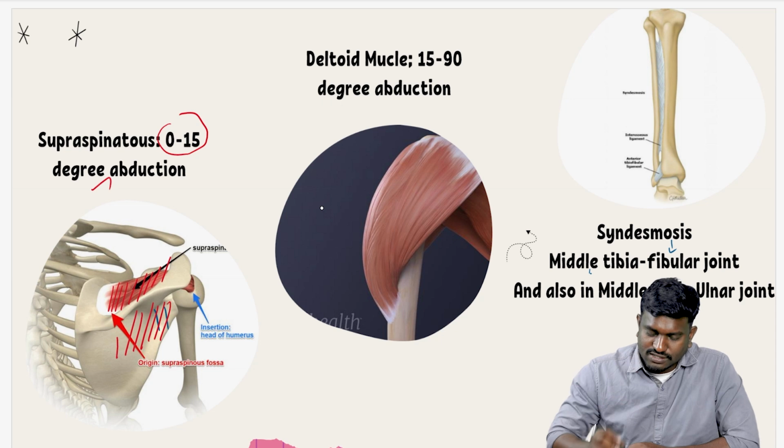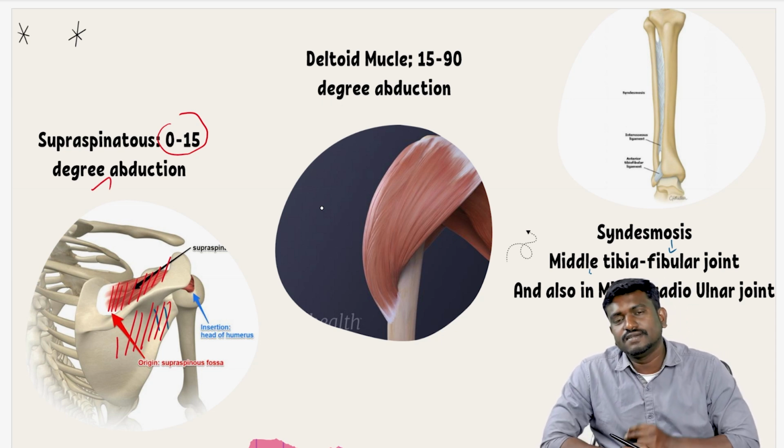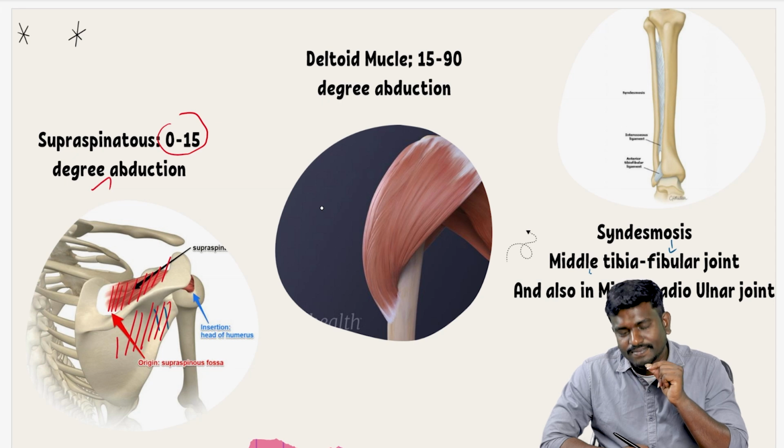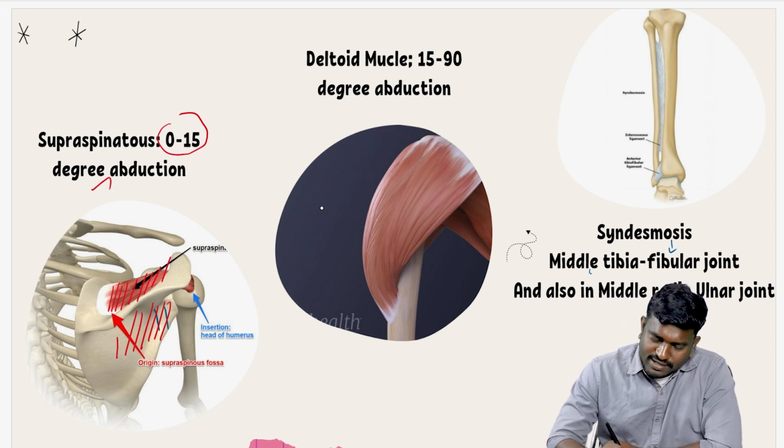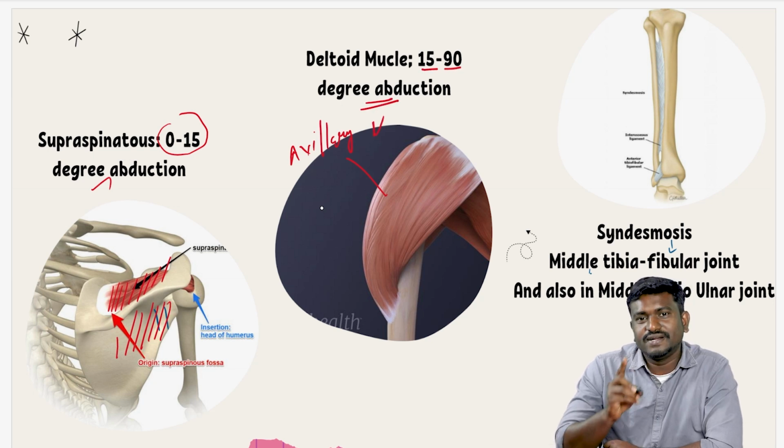Now, deltoid muscles. Question to you guys. What is the nerve passing through deltoid muscle? Please remember, it is going to be axillary nerve. Very good. It is going to be axillary nerve, and it gives 15 to 90 degree abduction.